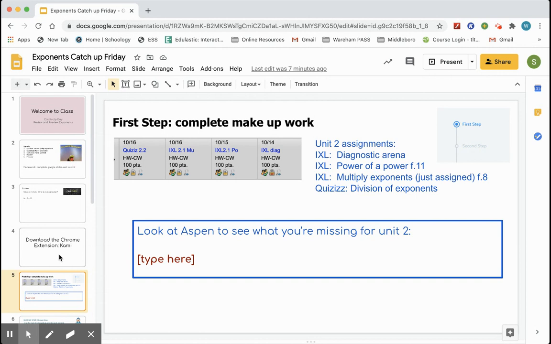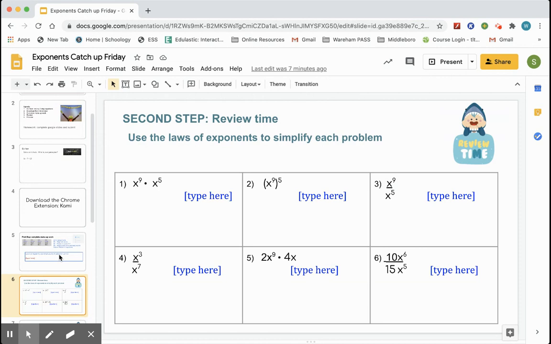So if you would take a second and just write down any work that you owe according to Aspen. And then I'm going to ask you to complete that work during class. The second step is our review time. And so we're going to try 6 problems and a word problem to review the laws of exponents that we have looked at so far.